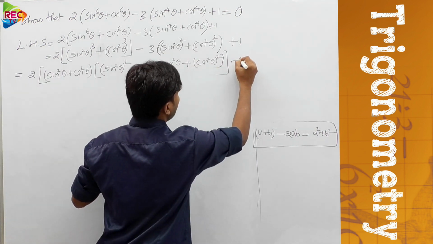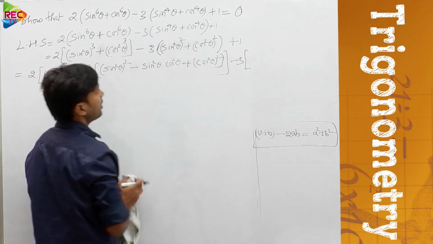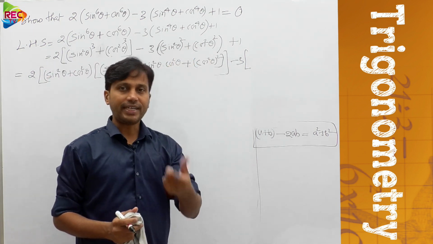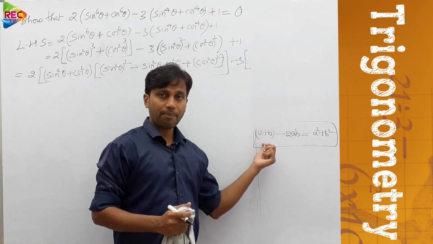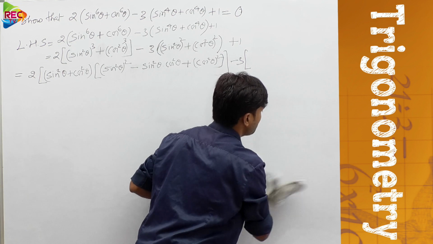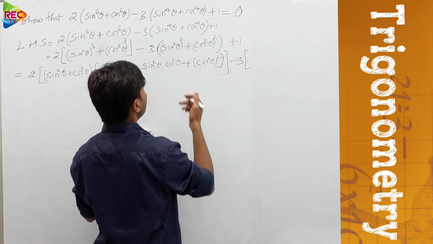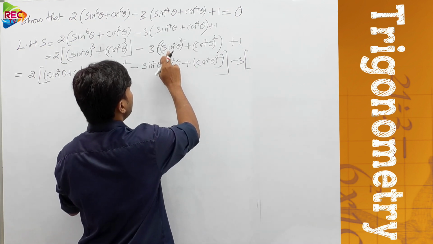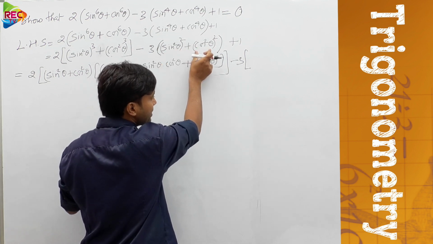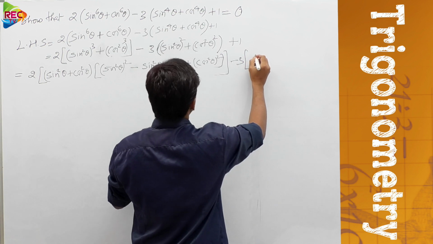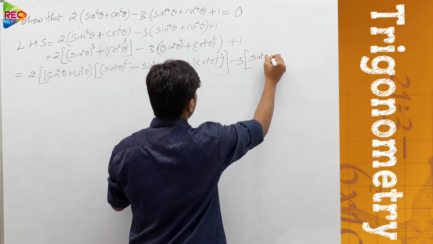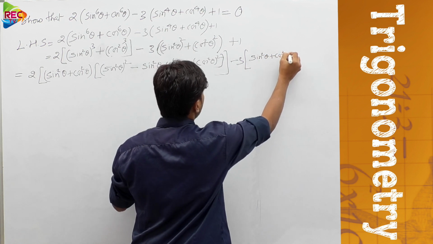Minus 3 into, right? Now tell me, this is in the form of what? A square plus b square. So how can we write a square plus b square? Again I am asking, a plus b whole square minus 2ab, right? So here we can write this as a plus b whole square minus 2ab. What is a plus b whole square? A is sin square theta and b is cos square theta, so a plus b whole square means sin square theta plus cos square theta, whole square.